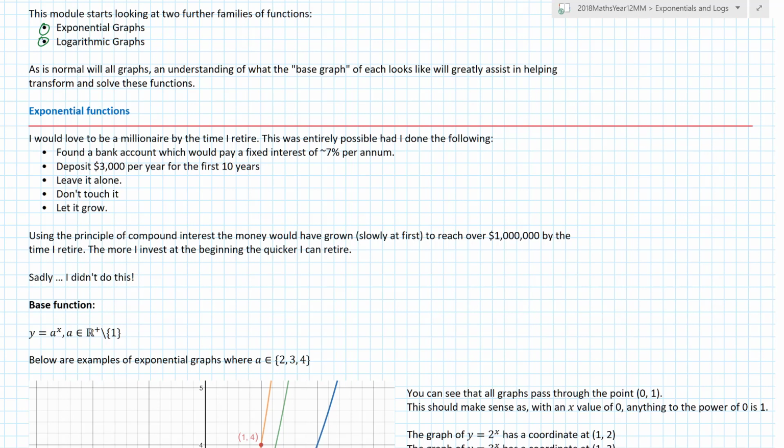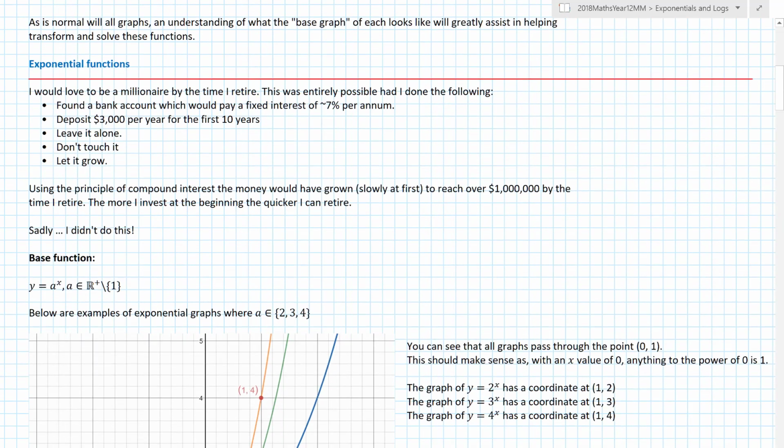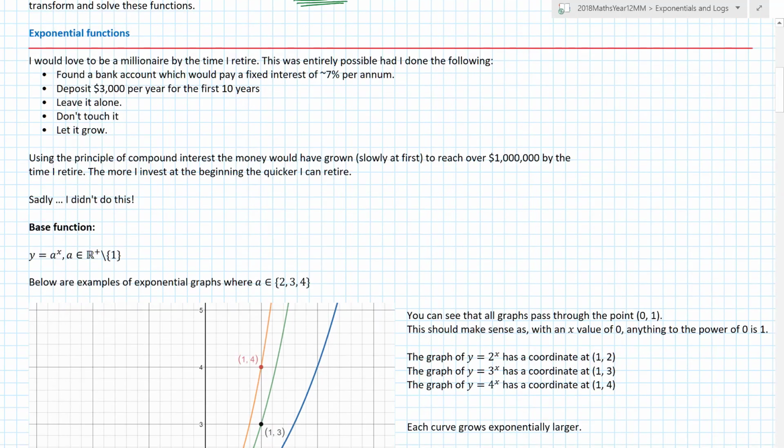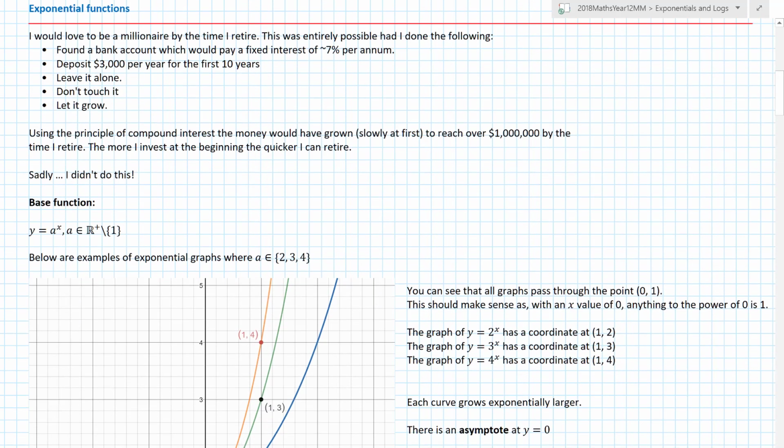But anyway, as is normal with all graphs, an understanding of what the base graph looks like. And again, I keep saying this once. I think the trick to methods is knowing what the base graph looks like. If you know what the original non-transformed function looks like, the rest of life should become much simpler, as long as you know how to transform graphs. All right, so at this moment in time, we're going to deal with exponential functions.